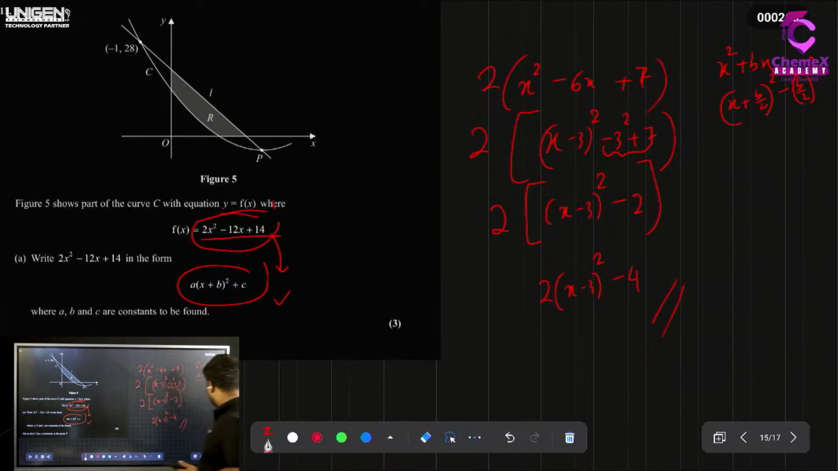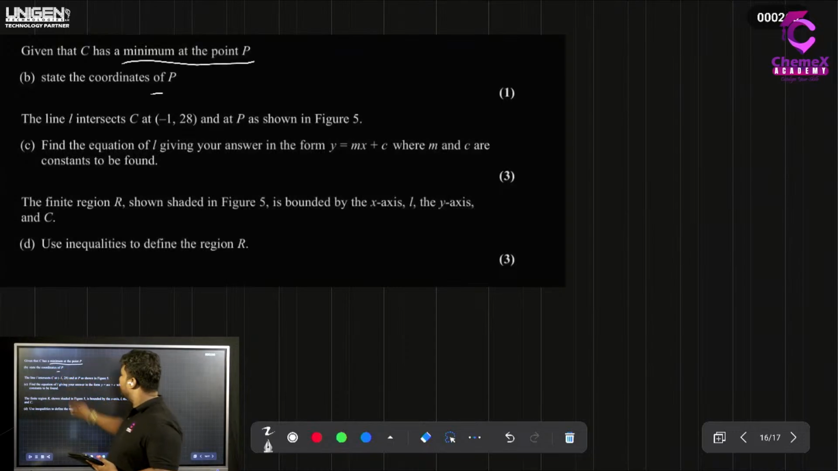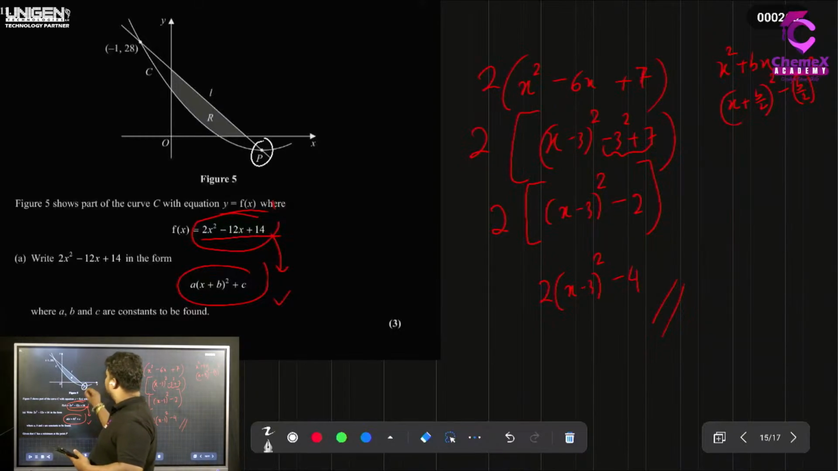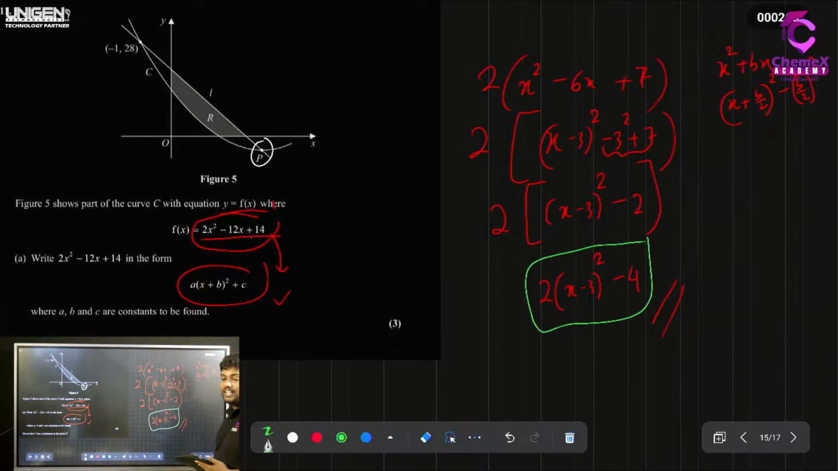Then let's go into the B part of the question. Nidusha, any questions you have? No, sir. So C has a minimum point of P. State the coordinates of P. So P is the minimum. To find the minimum point of this graph, now it's easy. What's the minimum coordinate when it's done in completing square? Opposite sign of this 3, comma minus 4.